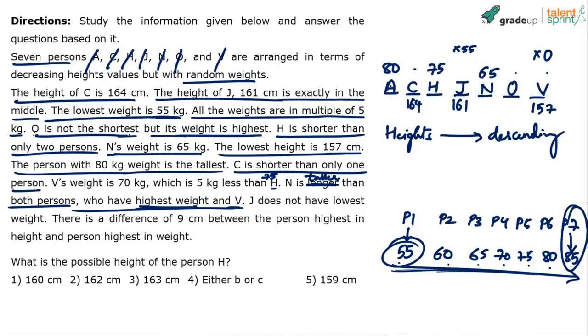In terms of weights, we also know that the lowest weight is 55 kg. So V will be 55 kg heavy. If V is 55, the other hidden information is that all the weights are multiples of 5.